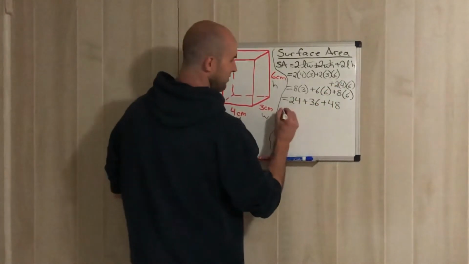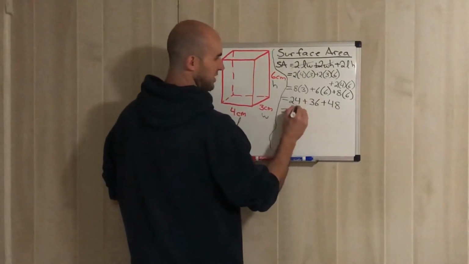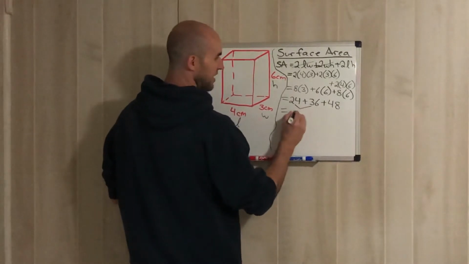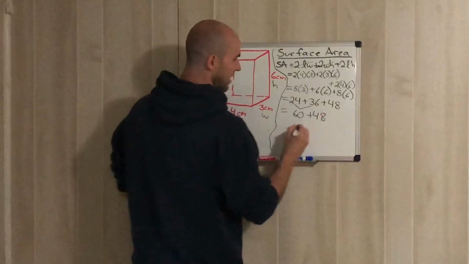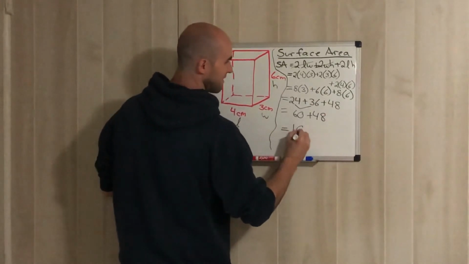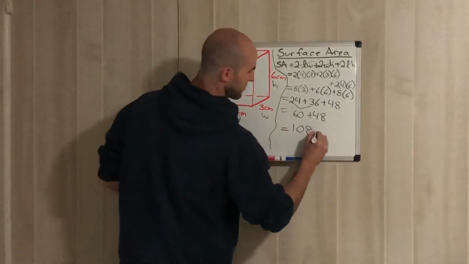And once you get to that, it's just simplifying your work by adding everything up. We know that 24 plus 36 gives us 60. And then we still have the 48 there. And we know that 60 plus 48 gives us 108. Let's not forget it, centimeters.